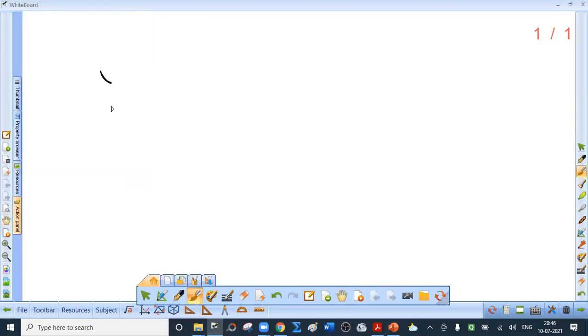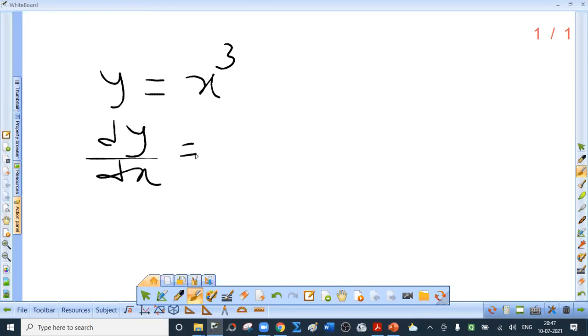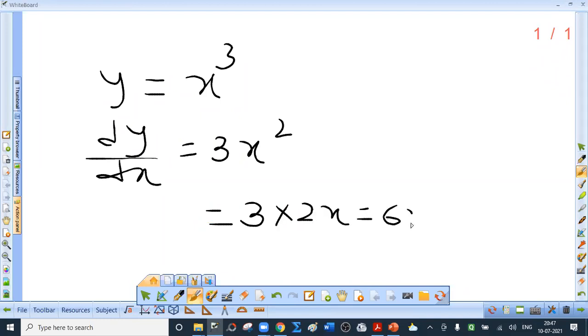Consider the function y equal to x cube. What is dy dx? What is derivative of x cube? 3x square. Can I obtain derivative of 3x square? 3 is constant. What is derivative of x square? 2x. That is 6x. Note that 6x is derivative of 3x square. That is derivative of dy dx. That is, it is d dx of dy dx. Let me explain first. That is, this is derivative of a derivative.